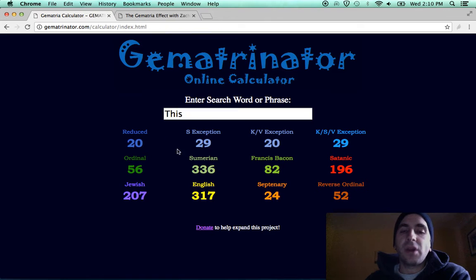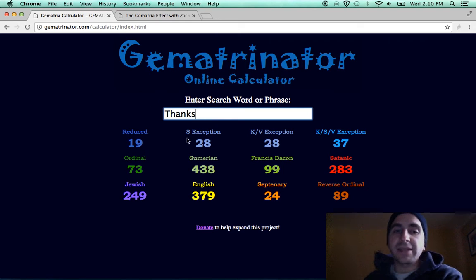Okay, so let's try a word with a K in it. Thank. Or let's do a K and an S. Thanks. Thanks reduction is 19. With the S plus 9 more, thanks is 28. And with the S and K exceptions in effect, 37.